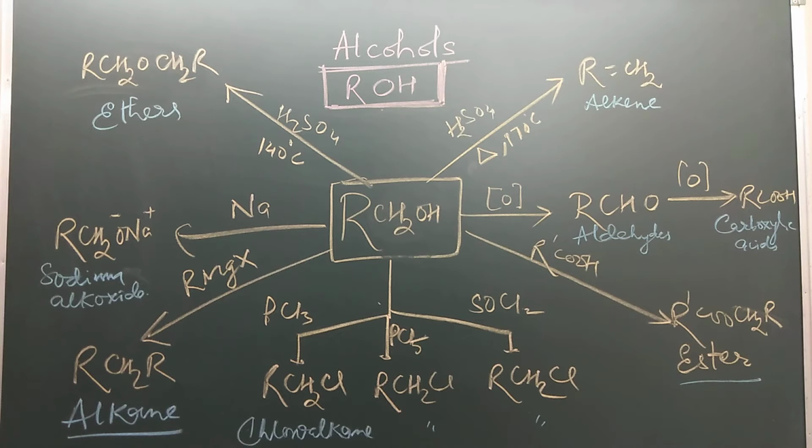Alcohol when treated with Grignard reagent gives alkanes. So these are the chemical properties of alcohol, students. You can master this very easily. So go through the chemical properties nicely and you can easily figure out what will be the reaction of alcohol with different substances.